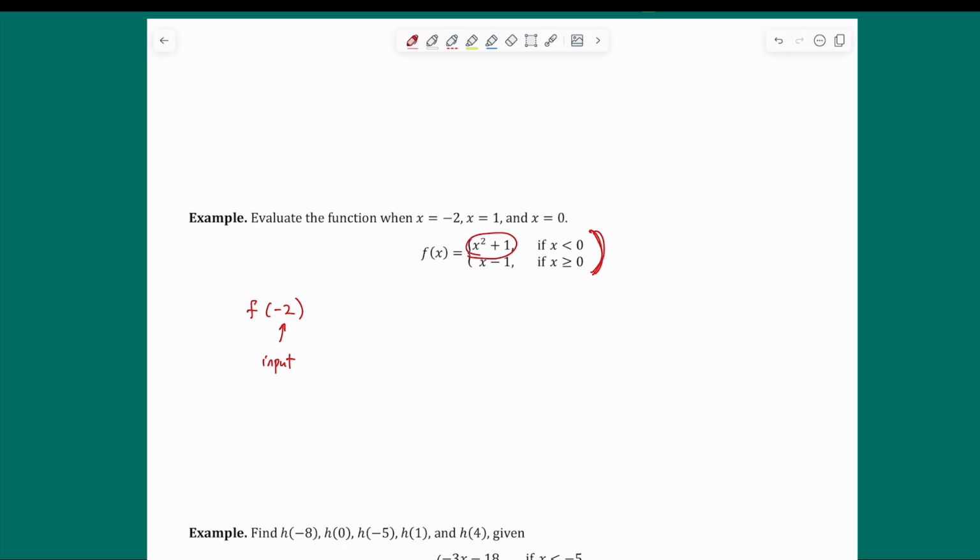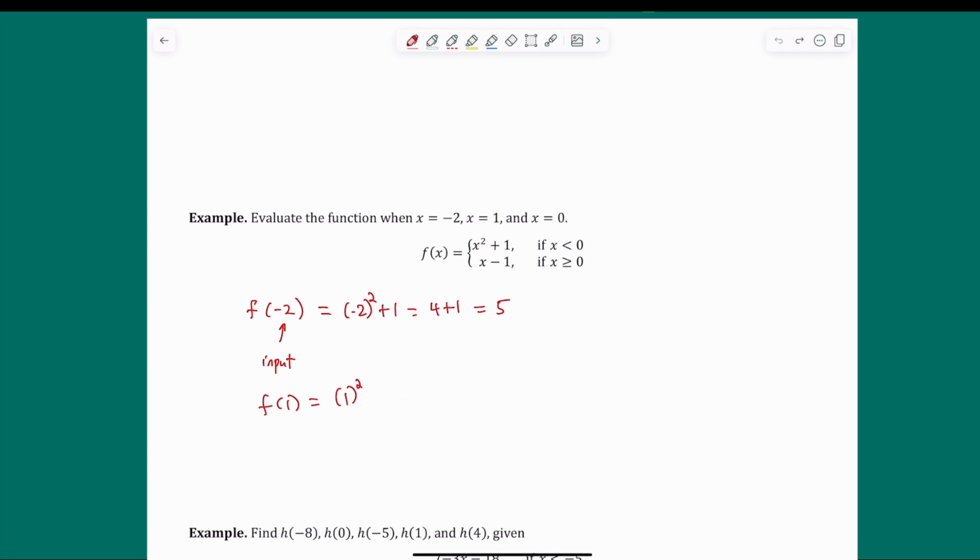In other words, this is going to equal -2 squared plus 1, which gives us 4 plus 1, which is 5. Likewise, now we have an input of 1. So is 1 less than 0, or is 1 greater than or equal to 0? Well, 1 is greater than or equal to 0, therefore we use this part of the definition. And so f of 1 equals 1 squared plus 1.